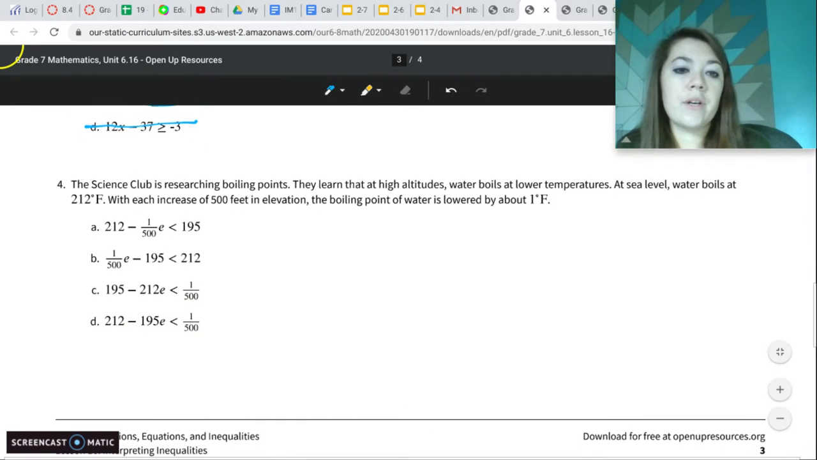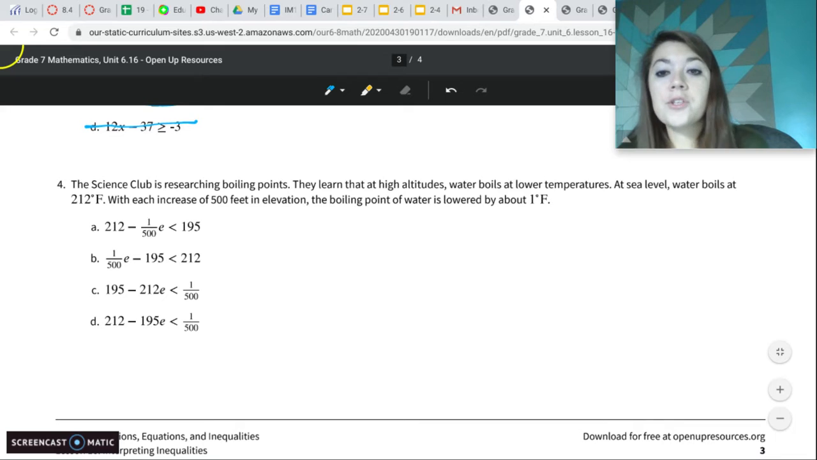For number 4, the science club is researching boiling points. They learn that at high altitude, water boils at lower temperatures. At sea level, water boils at 212 degrees Fahrenheit. With each increase of 500 feet in elevation, the boiling point of water is lowered by about 1 degree Fahrenheit.